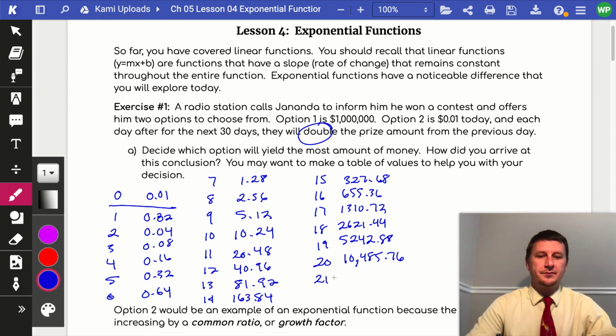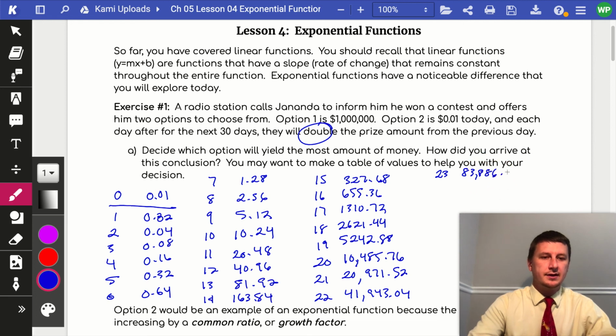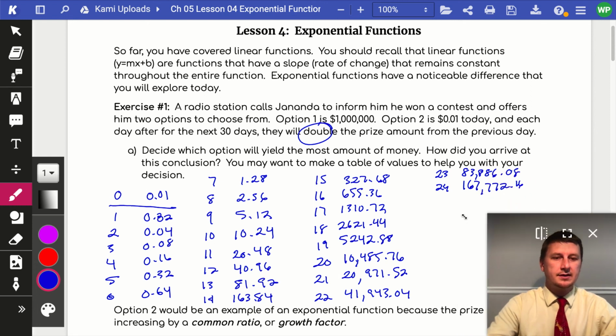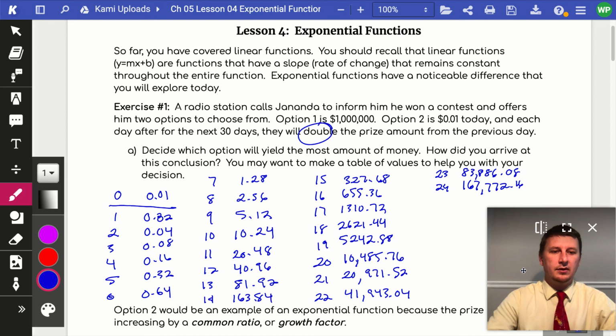So 21 days, we're at $20,971.52. 22 days, we're going to have $41,943.04. 23 days, we're at $83,886.08. 24 days, almost at the end of our time period of payment. We're still not at the million, 167,772.16 cents. I'm going to move my video up over here.